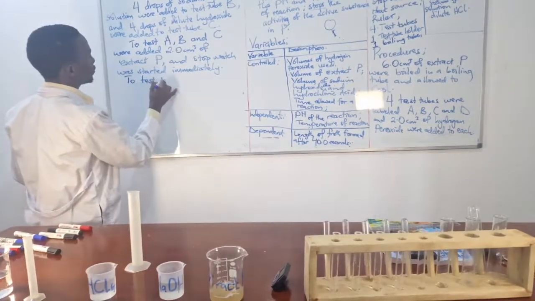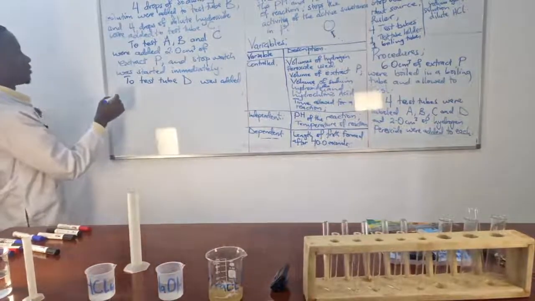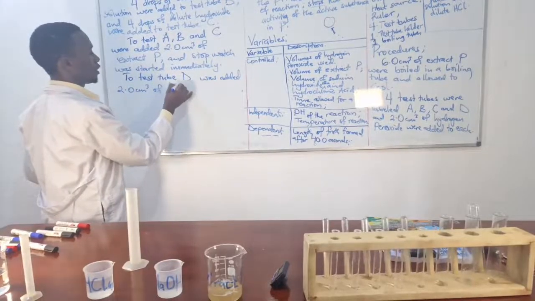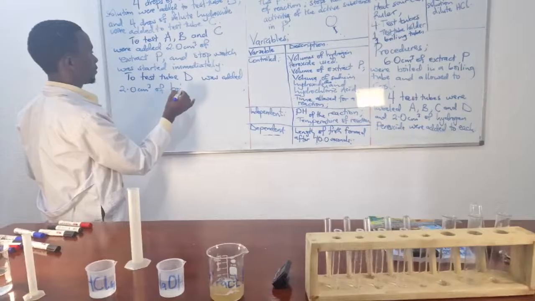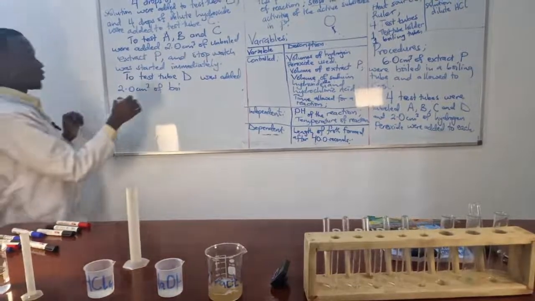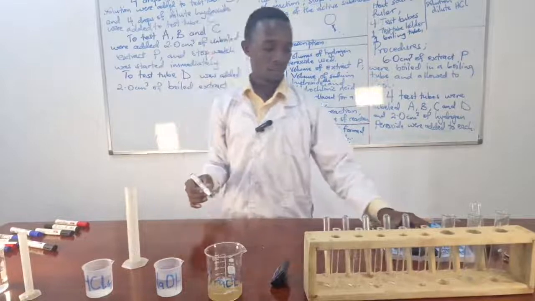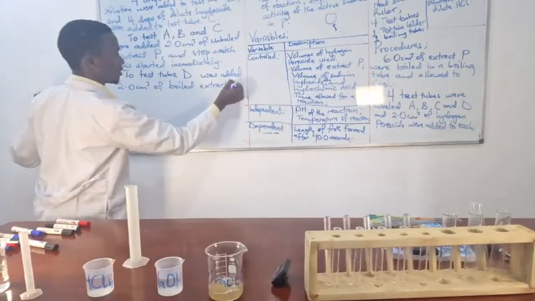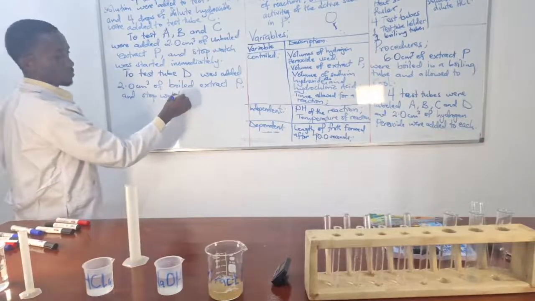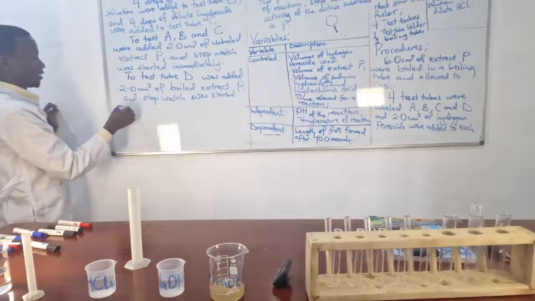To test tube D was added 2.0 cubic centimeters of, actually of unboiled extract P. Here was added 2.0 cubic centimeters of boiled extract P, and the stopwatch was started as well.